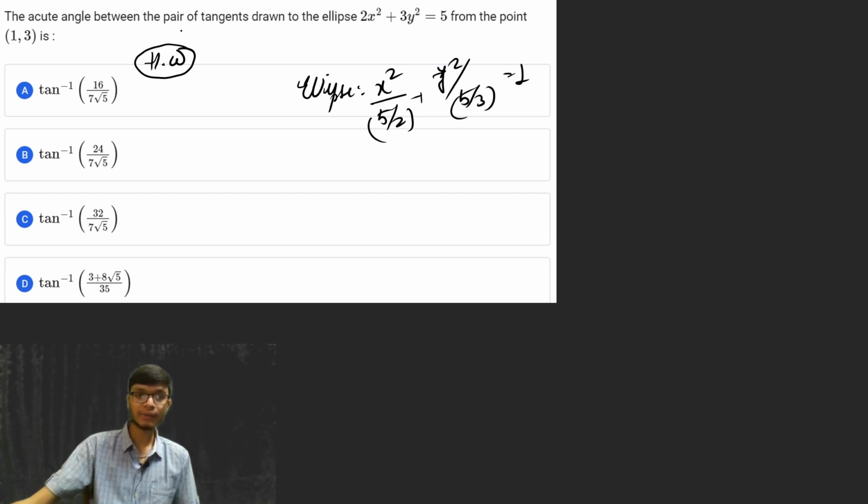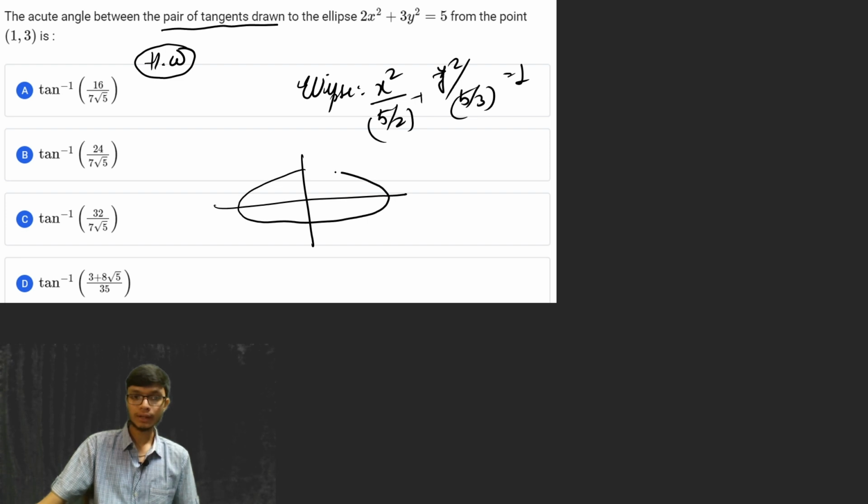Now this is saying that the acute angle between the pair of tangents which are drawn from the point. So if you can see the ellipse, there is a point 1 comma 3. So from that particular point a pair of tangents are drawn. So if you look at this as a pair of tangents, you have to look for the acute angle between the pair of tangents, that is this angle. How can you do so?